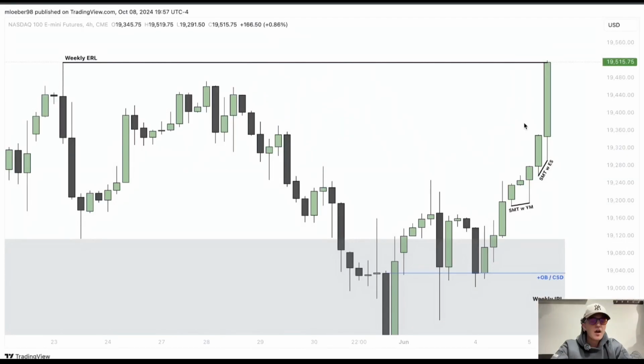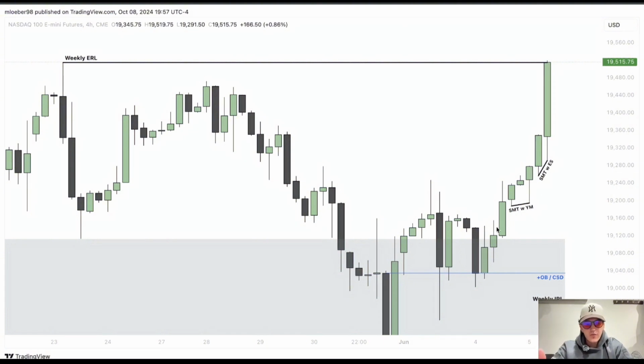So if I look closer in this, there was SMT at 2 separate times in this market maker buy model to the weekly external range highs. We had a fair value gap here on the 4-hour chart that failed to get tagged on NASDAQ, but it tagged it on the Dow Jones. And for other people that don't know this, you don't need a tag on both assets. You just need a tag on one internal range liquidity pool. And we have that on the Dow, and we don't have it on the NASDAQ.